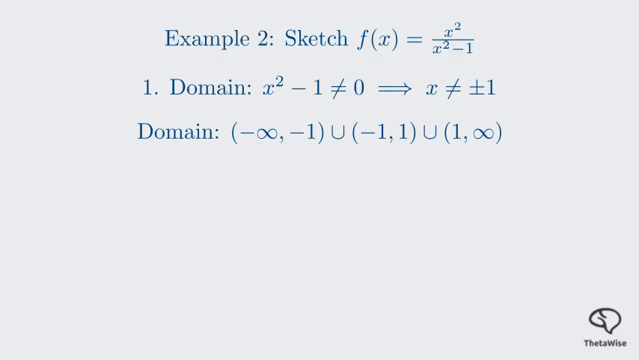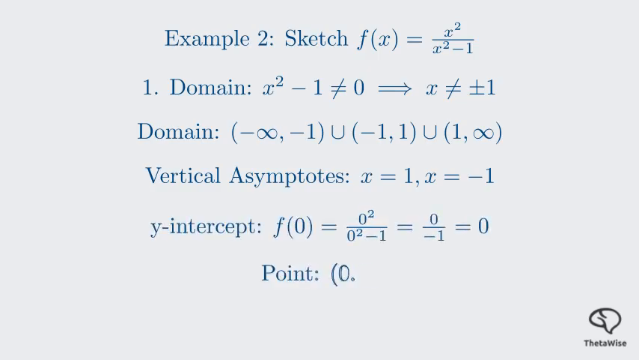These points of discontinuity, x equals 1 and x equals negative 1, are vertical asymptotes. This is a key feature of rational functions. We have vertical asymptotes at x equals 1 and x equals negative 1. Next, the intercepts. For the y-intercept, we set x equals 0. f of 0 is 0 over negative 1, which is 0, so the y-intercept is at the origin, 0, 0.